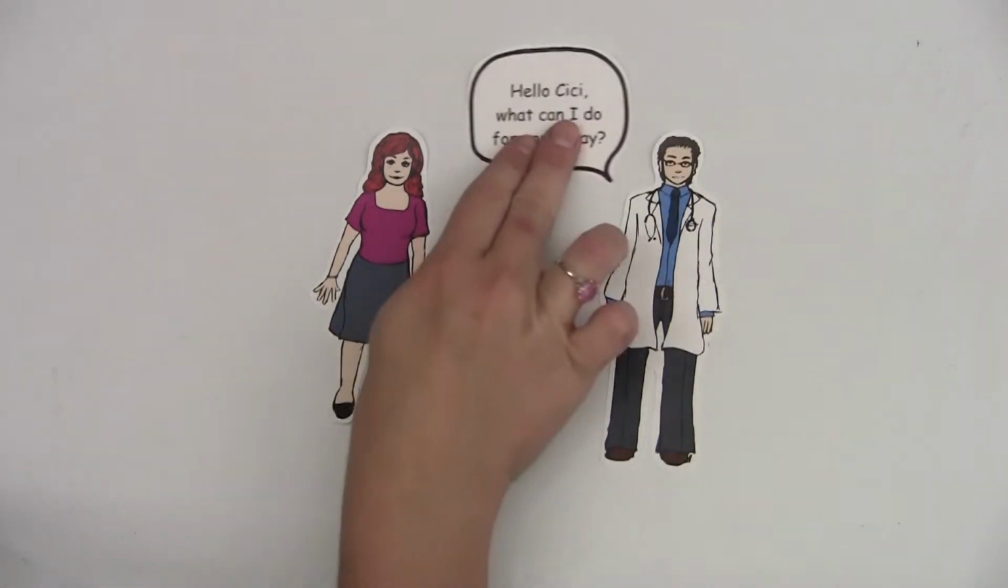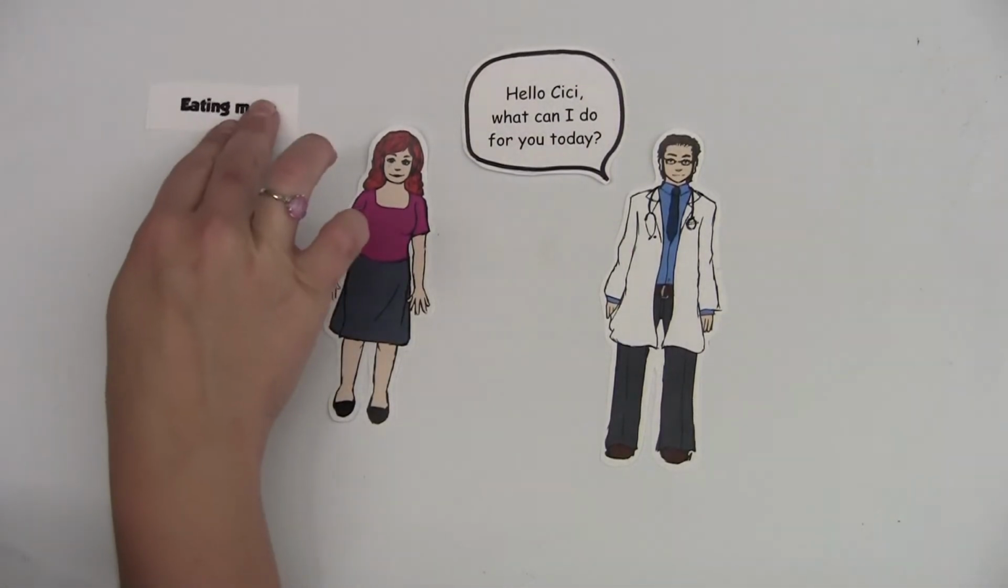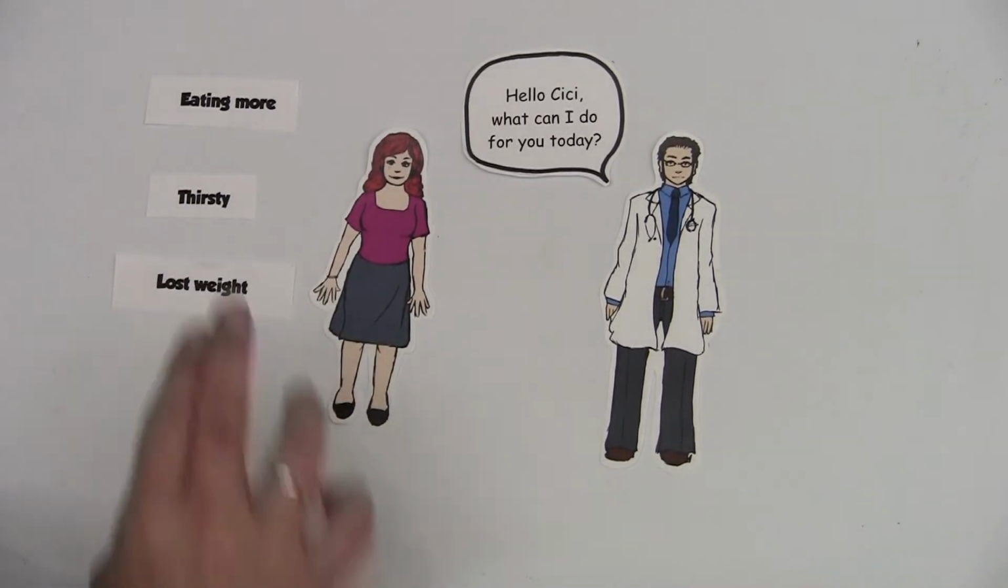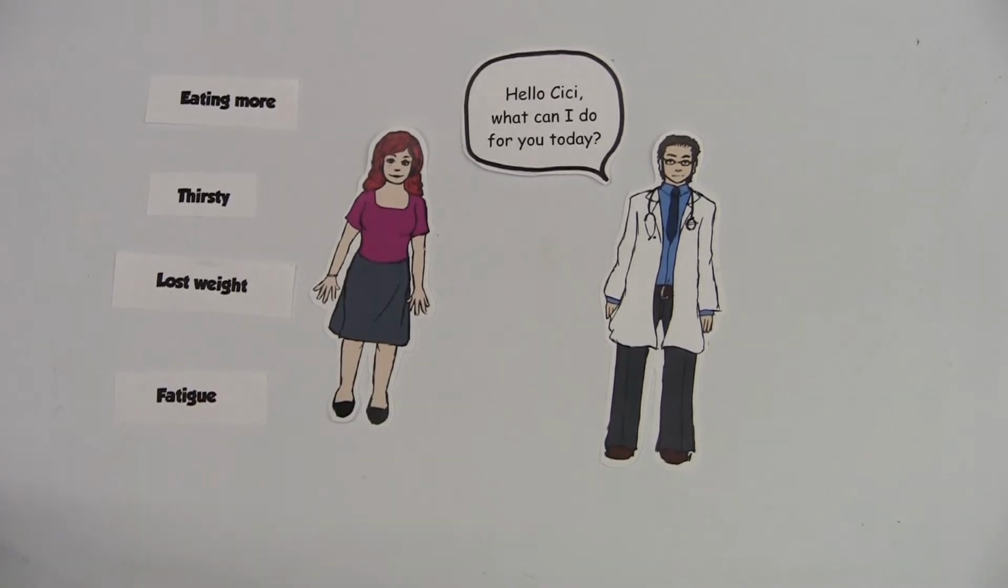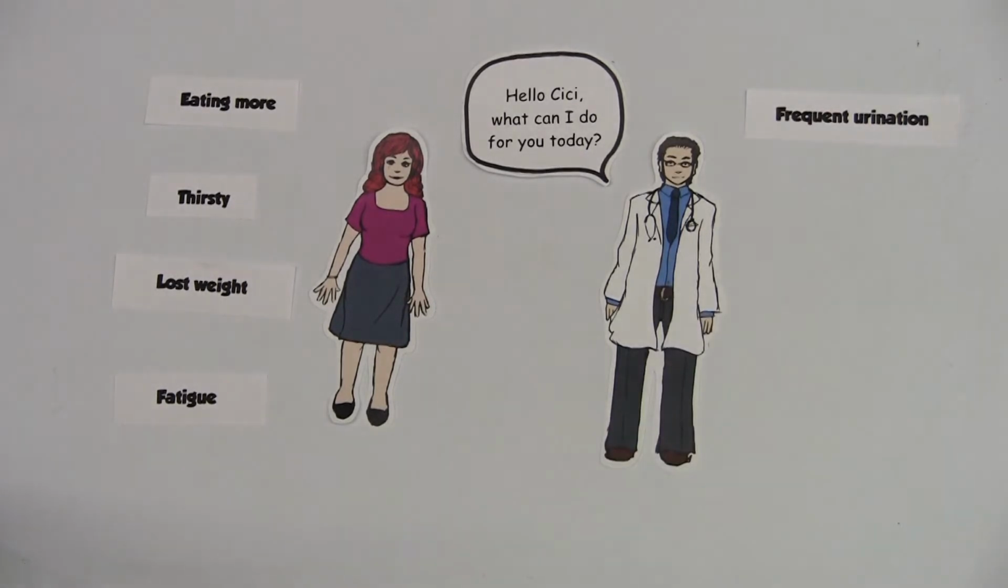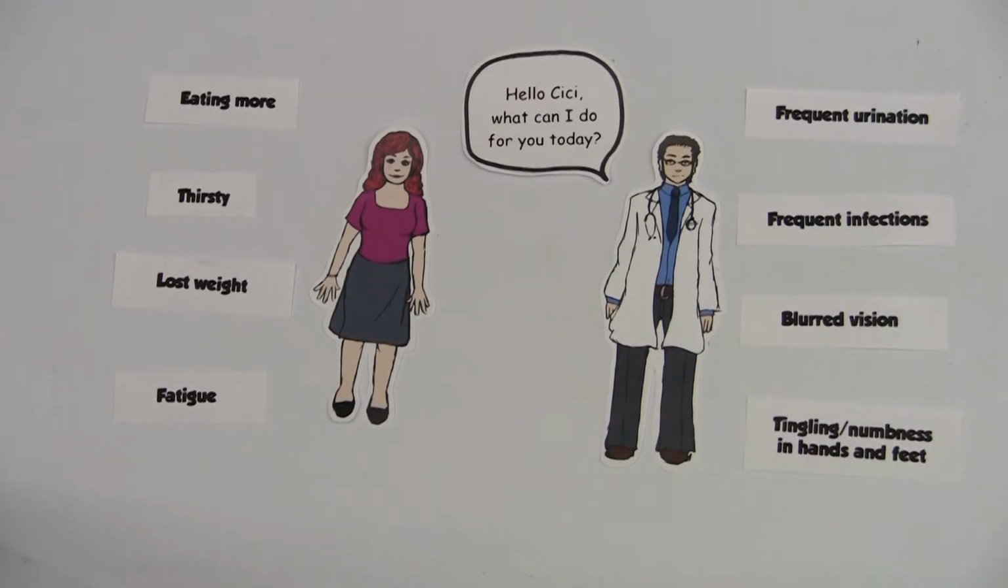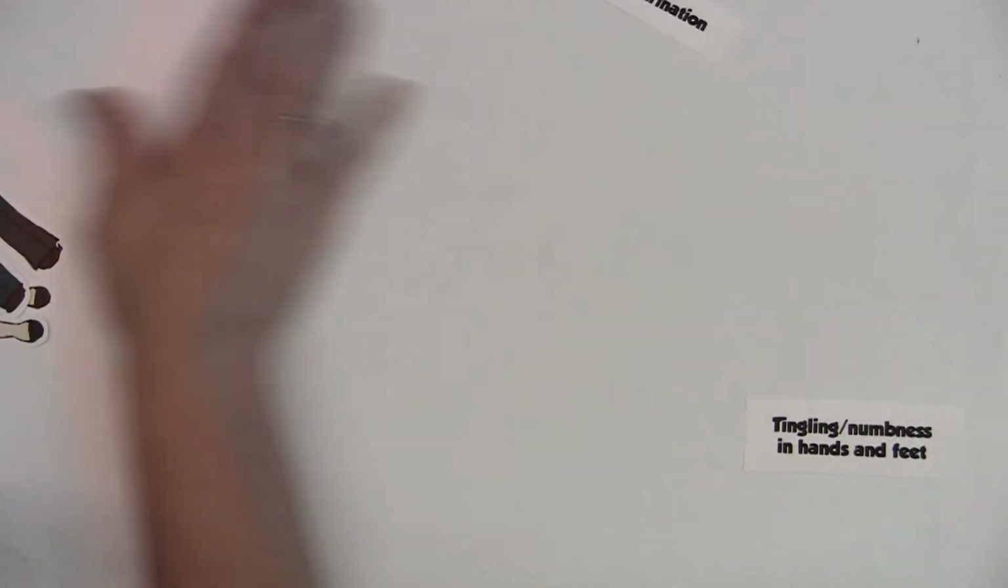Hello, Cici. What can I do for you today? Well, I've been noticing that I've been eating more, and I'm always thirsty, but I have lost 5 pounds. I've also noticed that I've been falling asleep at work, and I'm always tired. Well, Cici, it sounds like you're exhibiting some common symptoms of diabetes, such as increased hunger and thirst, fatigue, and unusual weight loss. Some other common symptoms of diabetes include frequent urination, frequent infections, blurred vision, tingling numbness in the hands and feet. Let me run a couple tests so we can figure out what's going on.